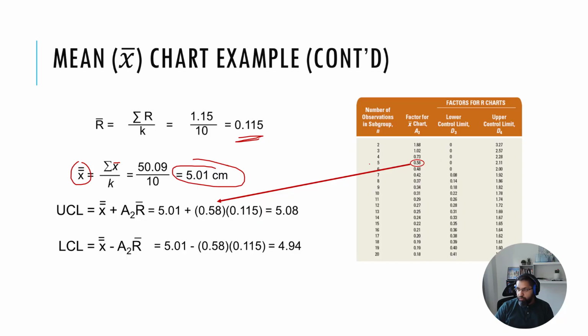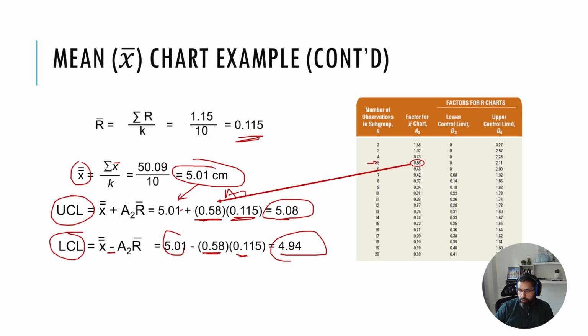We know A2 for a sample size of 5 is 0.58. So we take x bar bar of 5.01, A2 of 0.58, and r bar of 0.115. We get the upper control limit by multiplying A2 by r bar and adding it to x bar bar, which gives 5.08. The lower control limit is a very similar formula, except you subtract. You take x bar bar, subtract A2 times r bar, and you get 4.94.